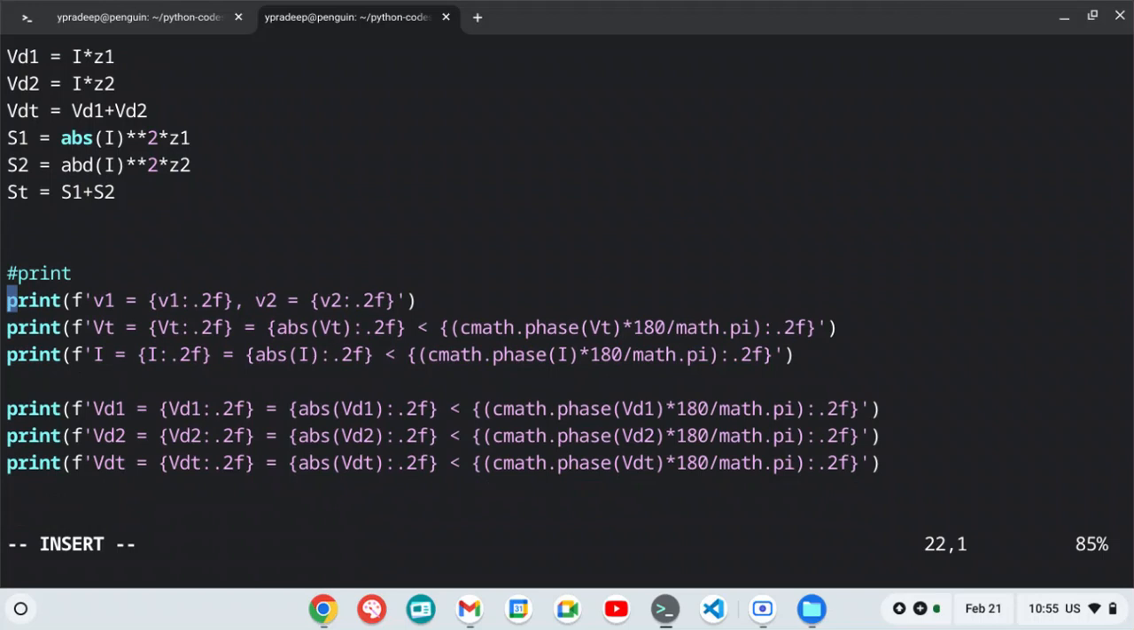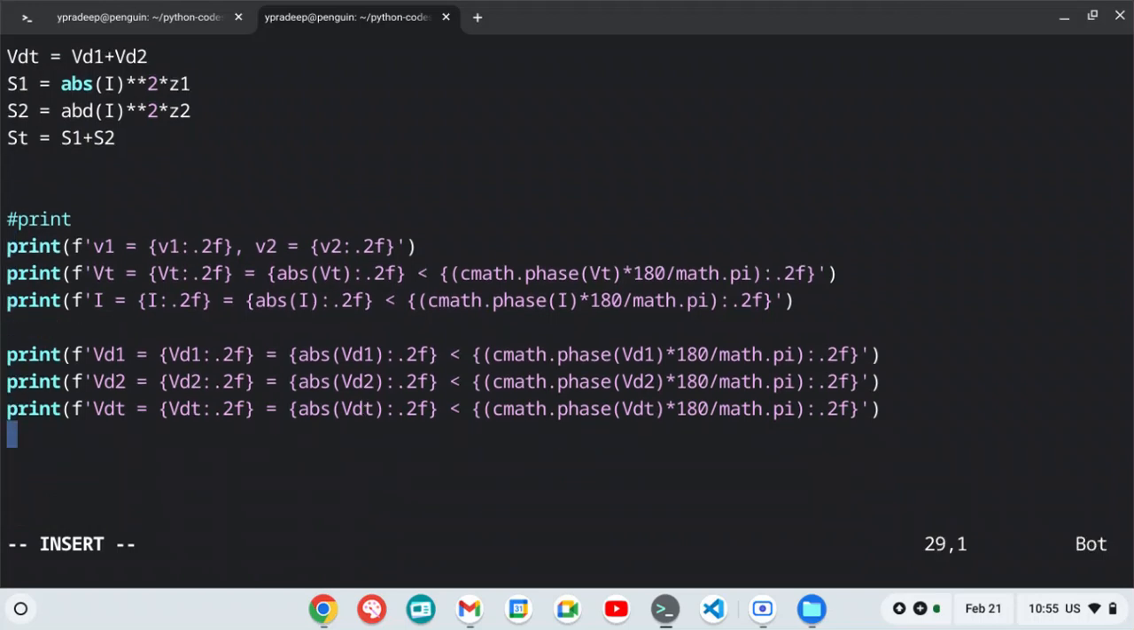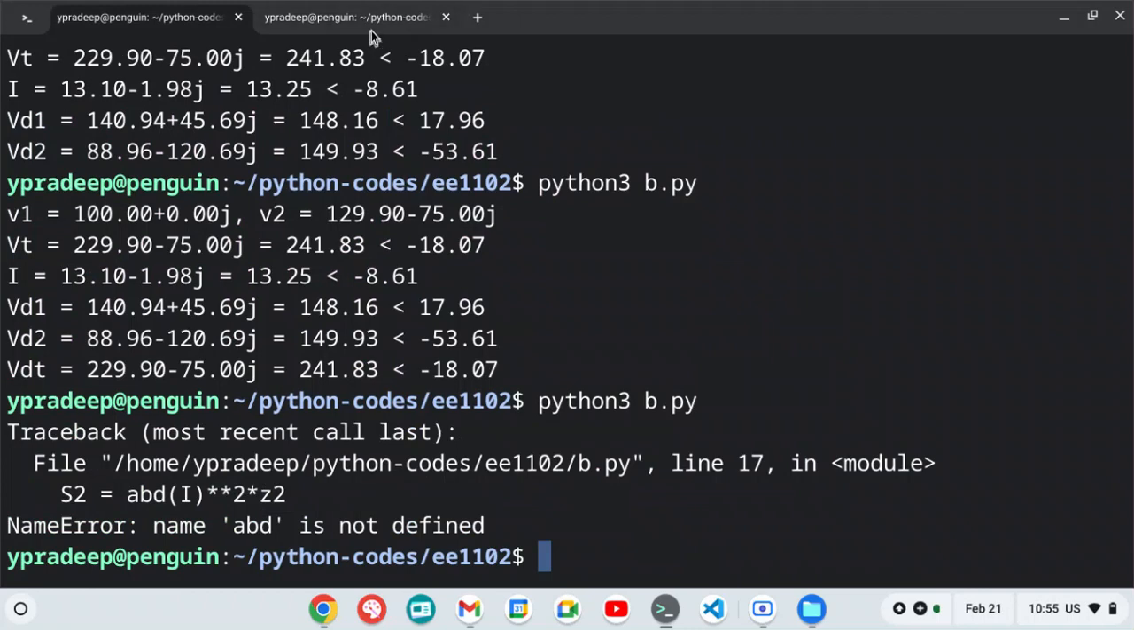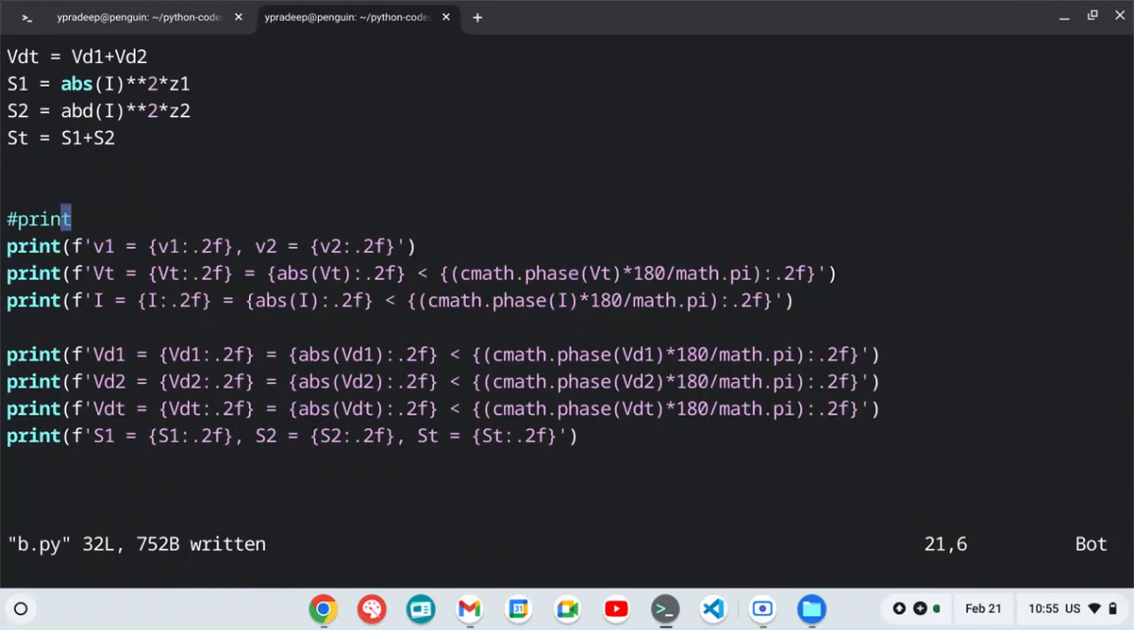Now let's go ahead and print that. So print formatted string S1 equal to S1 with two decimals, S2 equal to S2 with two decimals, and ST equal to ST with two decimals. Okay, so ABS somewhere here.